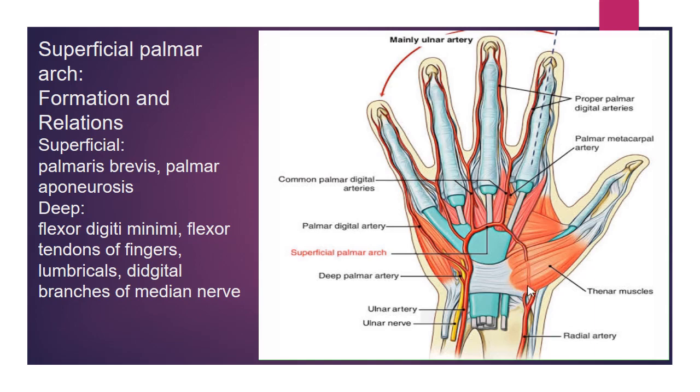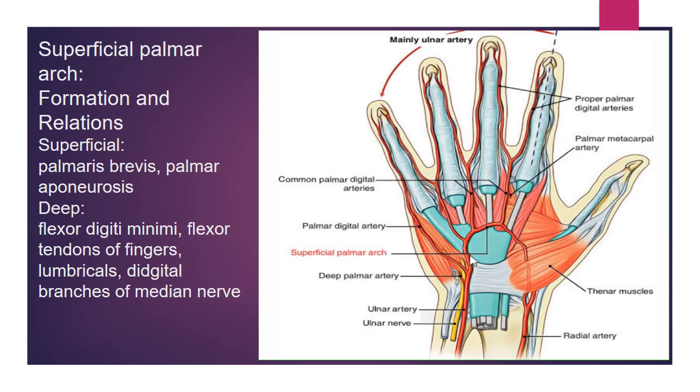This is the superficial palmar branch of the radial artery, and this is the deep branch, or you can say the main continuation of the radial artery. So the superficial palmar arch is formed by the superficial palmar branch, or main continuation, of the ulnar artery, and is completed laterally by the superficial palmar branch of the radial artery.